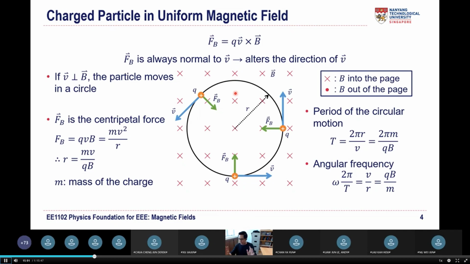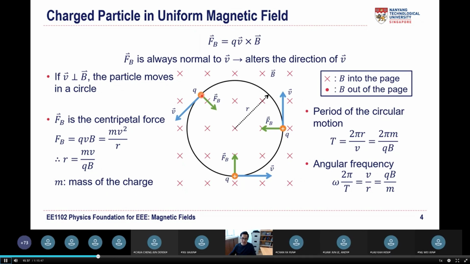Because we are limited to this two-dimensional slide, we make use of something going into the page, or something coming out of the page. For instance, a cross means something that is going into the page. So in this case, these red crosses mean the magnetic field is going into the page. If I were to draw dots instead of crosses, that would mean the field is coming out of the page. So in this case, we have B going into the page, and then Q.